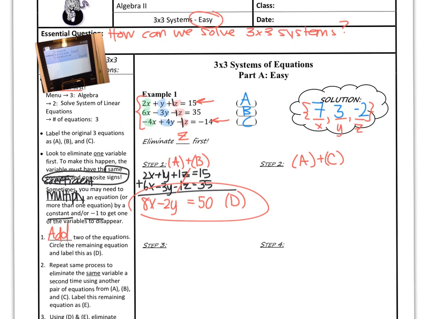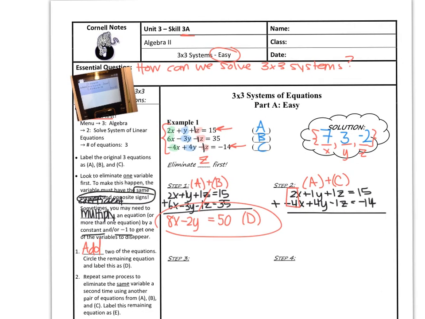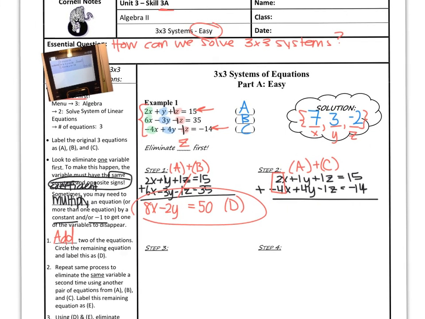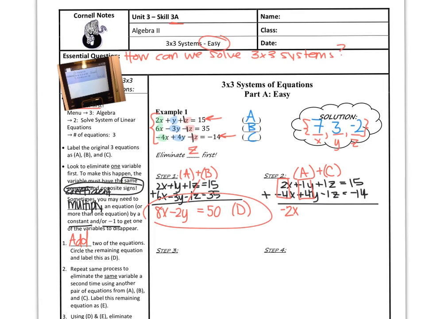So we've got equation A, which was the 2x plus 1y plus 1z equals 15. And then we have negative 4x plus 4y minus 1z equals negative 14. And again, we draw the bar, we do our big plus sign because that means we're adding straight down. So I combine these numbers out in front. 2 minus 4 is negative 2x. Oops, I keep zooming and moving this. Negative 2x, and then combine this. 4 plus 1y is plus 5y.